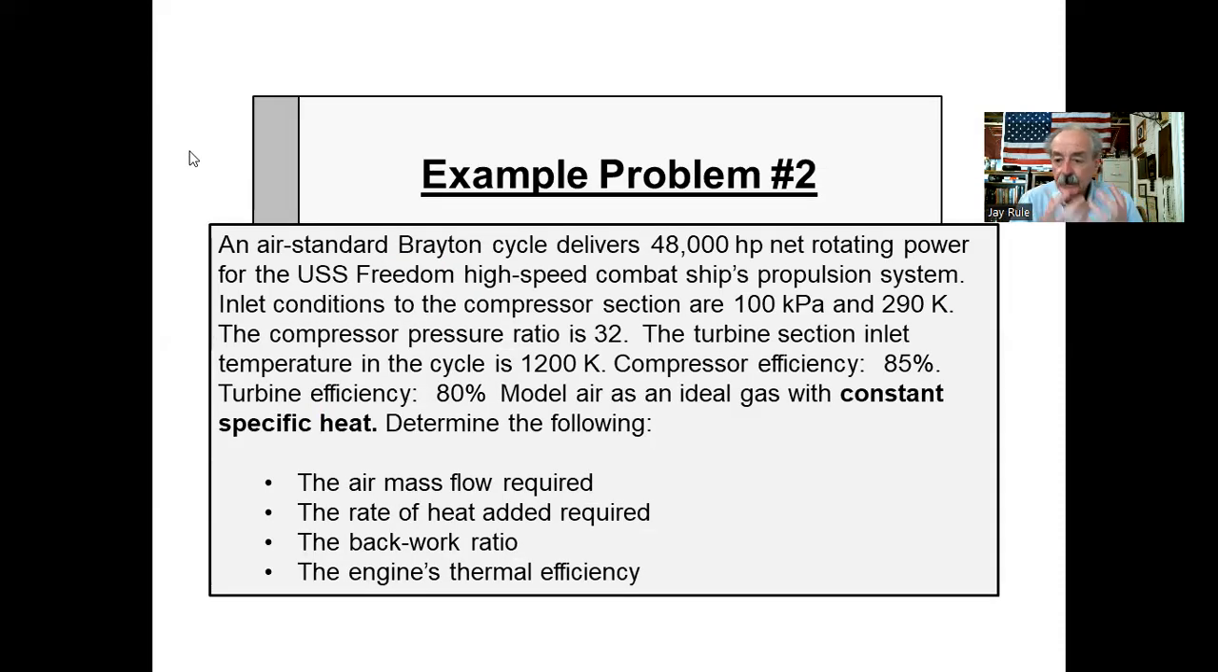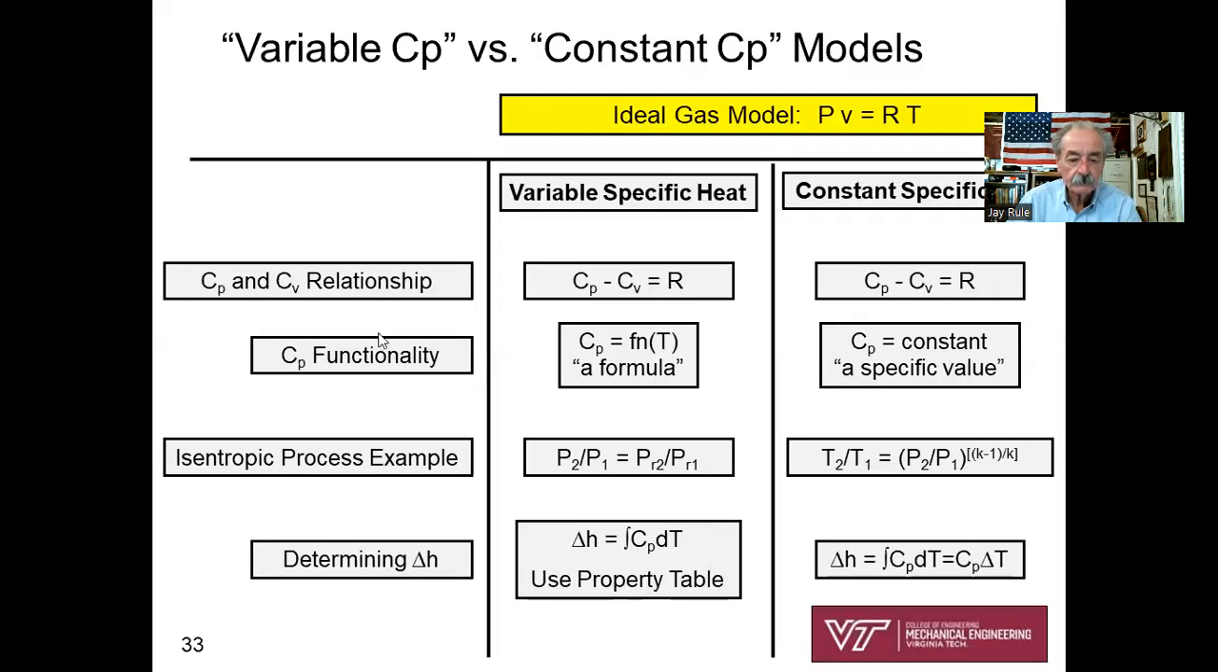All right, now, example problem 2 is identical to example problem 1, except our ideal gas model is for constant specific heat. So we're going to be able to go through this a little faster than the first example problem. Just a little reminder: for both variable and constant specific heat, we still have the ideal gas model, P times little v is equal to RT. We also have Cp minus Cv equal to R for both models. But remember, when we say Cp is constant, we just go look up Cp and hold it constant. It's a specific value, whereas for variable specific heat it's a formula.